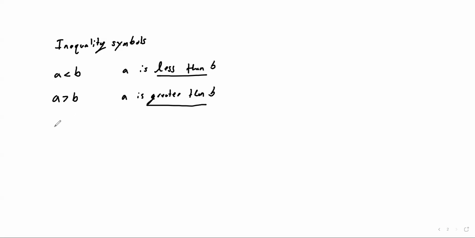Then we can throw in things like A less than or equal to B. So again, this would be A is less than or equal to B. So for instance, I can say 2 is less than or equal to 2. That's a true statement because 2 is equal to 2. And I can also say 2 is less than or equal to 3. Also true because 2 is less than 3. So it just has to be true for one of these statements. Either A is less than or A is equal to.